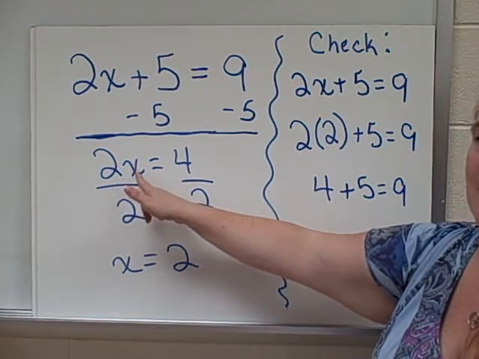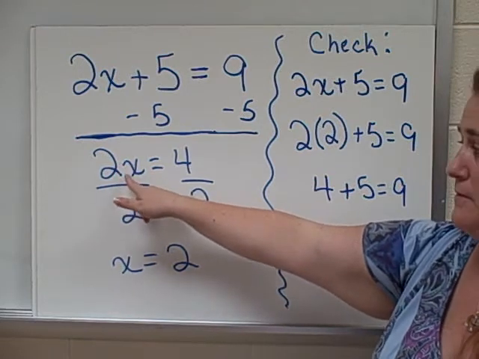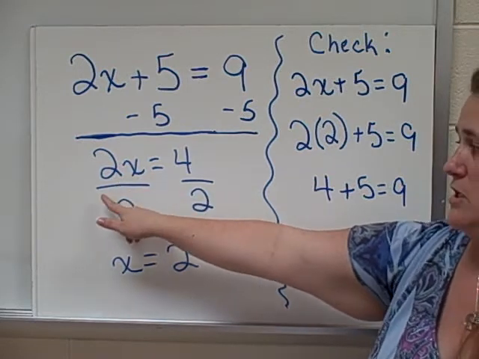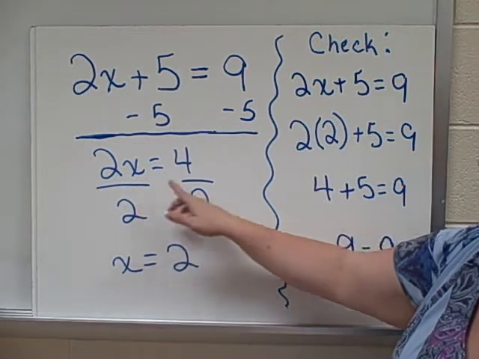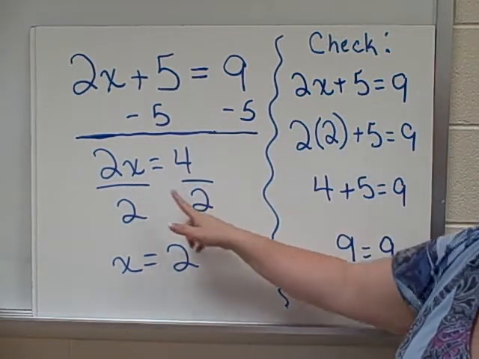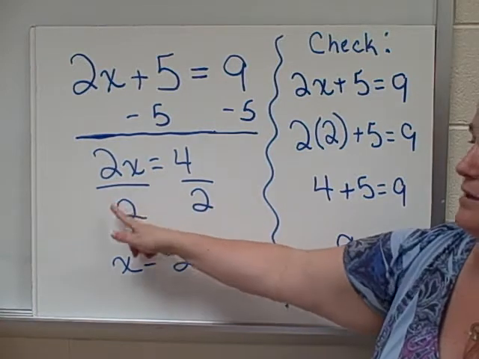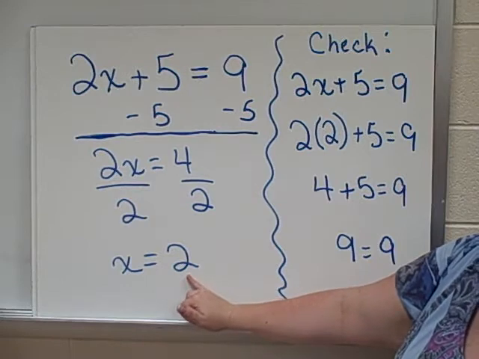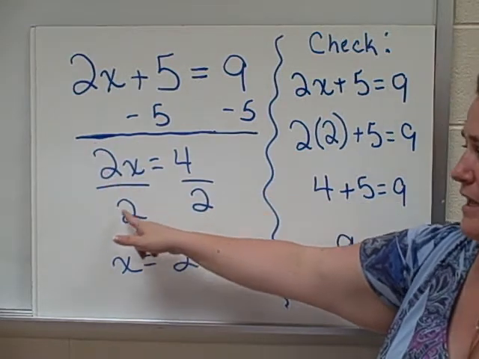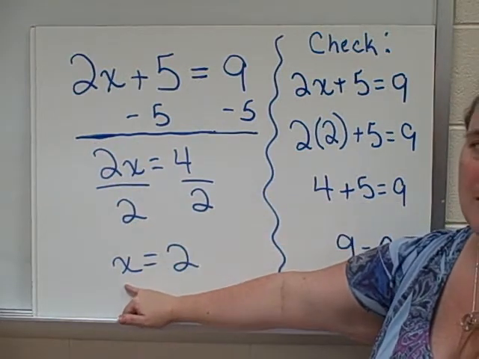Remember, 2x, this is multiplication. The inverse of multiplication is division, so I'm going to divide by 2. Remember, I do it on both sides of the equal sign. 4 divided by 2 gives me 2. These cancel and give me x.